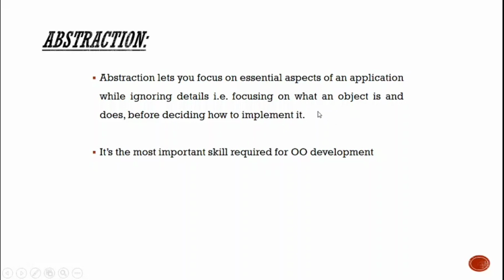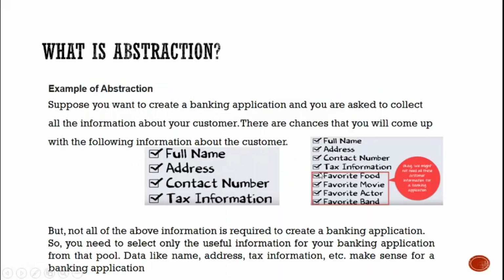So the main objective of abstraction is to focus on what an object is before designing how to implement it. Before designing an implementation, it is not in detail; it gives a skeleton of the development of a project. It is the most important skill required for object oriented development.